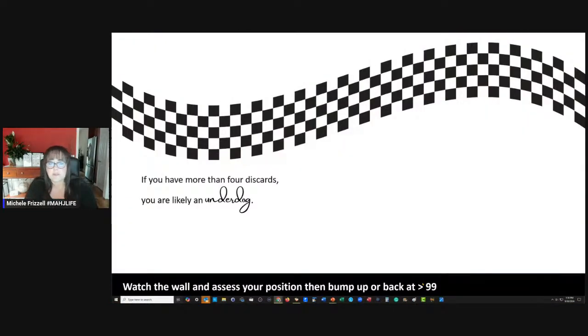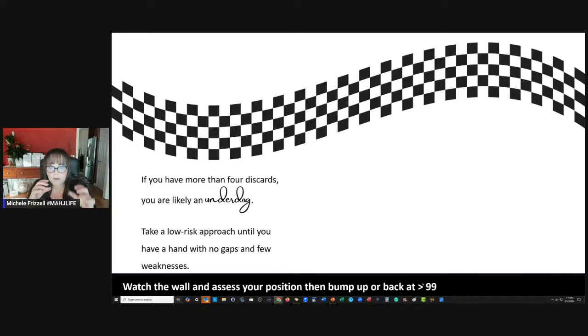If after the Charleston you have more than 4 discards, consider yourself to be an underdog. What that means is that you're going to take a low risk approach until you have a stronger hand. You want to make sure that you don't have any gaps and that you have as few weaknesses as possible. Choose a hand that has no gaps and few weaknesses, especially if you're in between. Look at the weaknesses, compare those weaknesses, and go with the stronger hand and let the other hands go. Let the weaker options go.